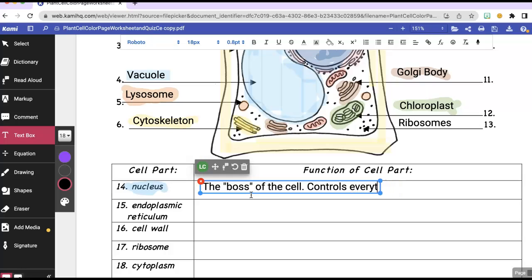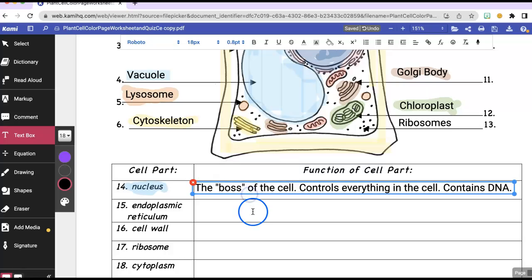that happens in the cell. Okay? And another very important thing you have to know for our study on cells is this is the part of the cell where the DNA is. Okay? So it contains DNA, period. Okay? So this is the function that you need to have written down for number 14. Nucleus, the boss of the cell, controls everything in the cell, contains DNA. Hit pause if you need to and get that written down.